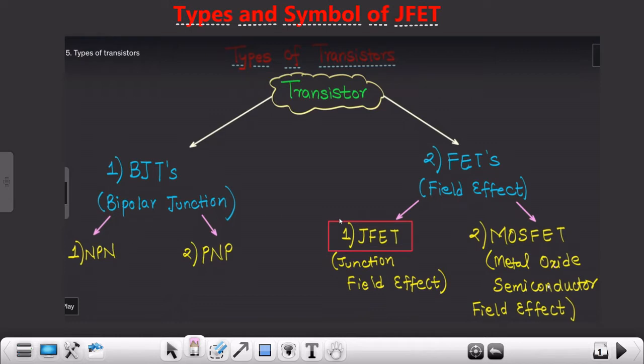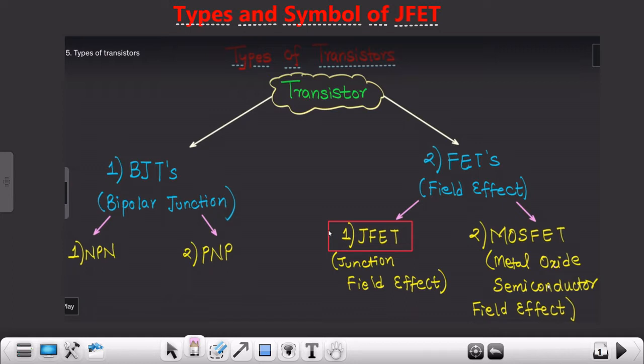But due to advancement in transistors, or due to the introduction of FETs, people prefer to use FETs, and in FETs as well, in most applications people prefer to use MOSFETs over JFETs. But still, in the market, JFET is used in certain applications. So that's the reason why we are focusing on JFET.